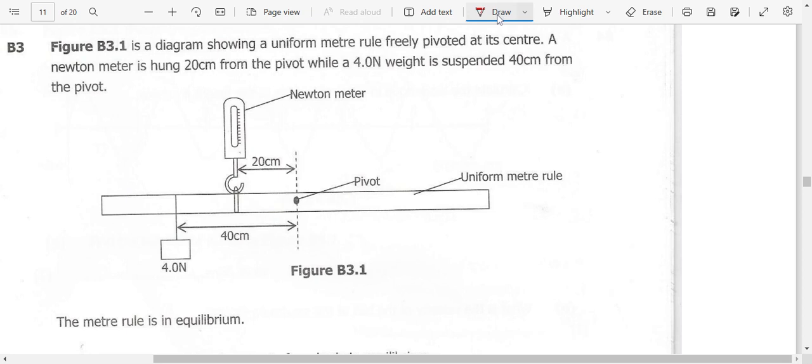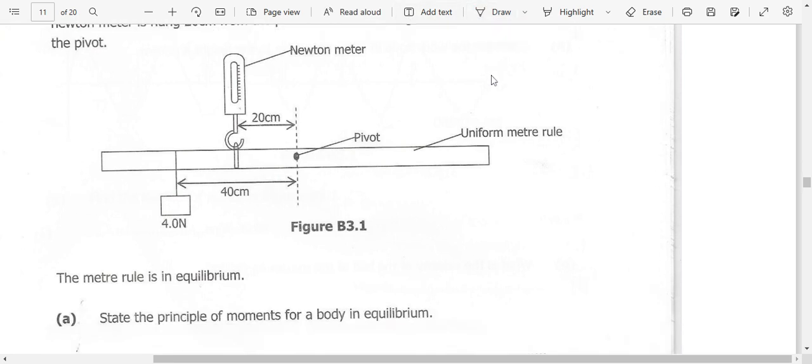Okay, next question here. Figure B3.1 is a diagram showing a uniform meter rule freely pivoted at its center. A Newton meter is hung 20 centimeters from the pivot. So this is the pivot here and the Newton meter is hung 20 centimeters. While a 4 Newton weight is suspended 40 centimeters from the pivot, 40 centimeters in this direction. You've been told that the meter rule is in equilibrium, meaning that it is not falling.